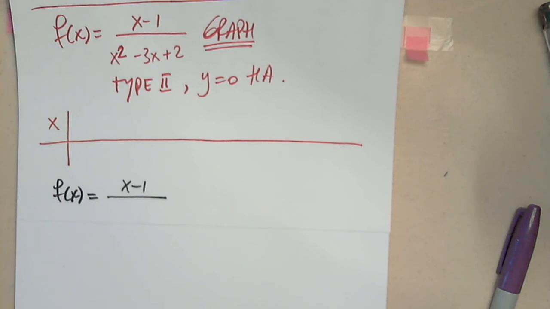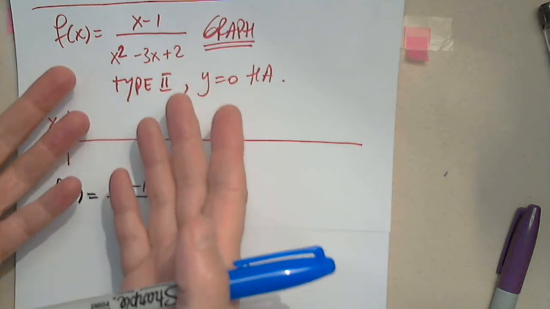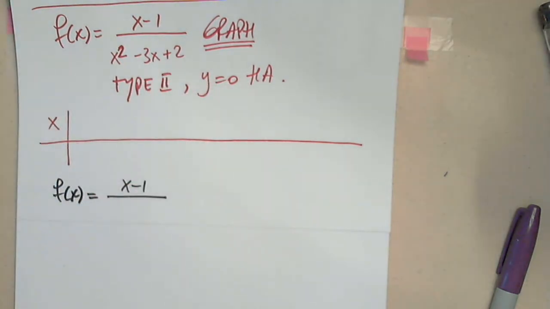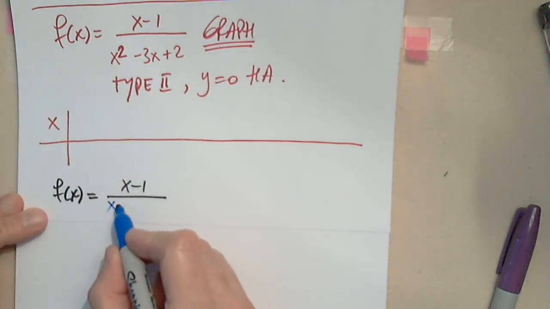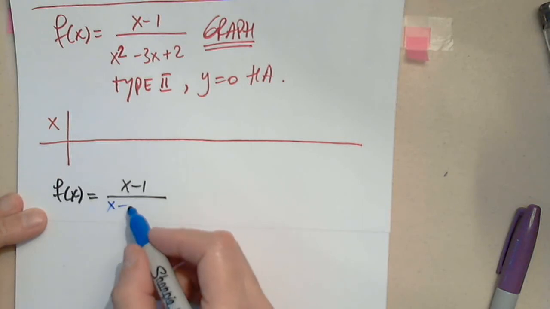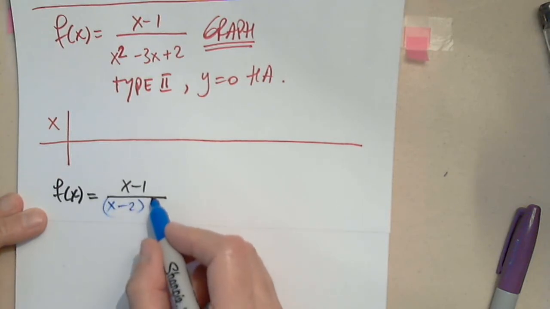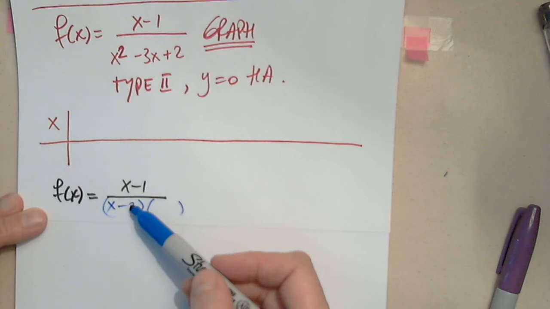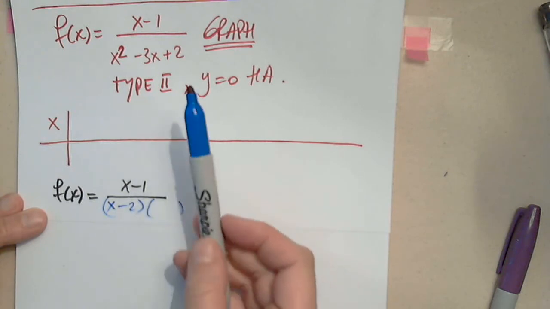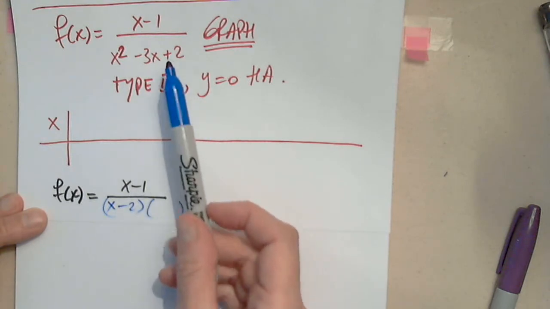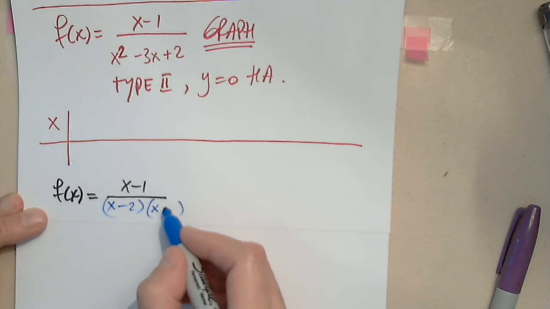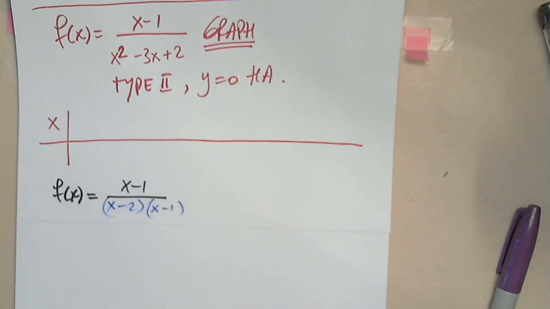Yes? Wouldn't it be x minus 2 and x plus 1? If I put x plus 1, I'll be in trouble because negative 2 times positive 1 will not work. Okay, so then it would be x minus 1 and x minus 2. Great job. Very good. So then can anyone give us the domain?